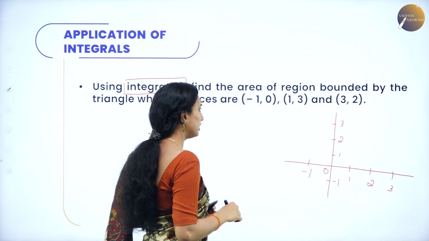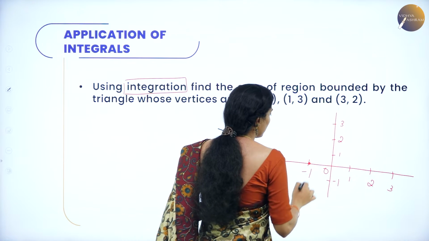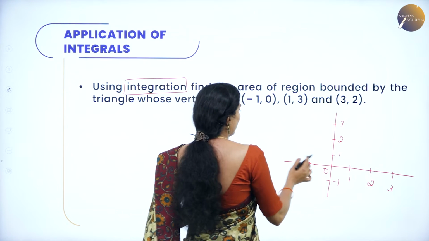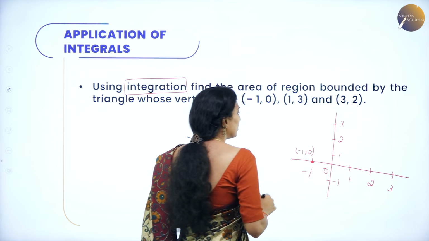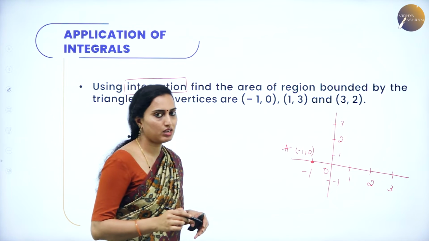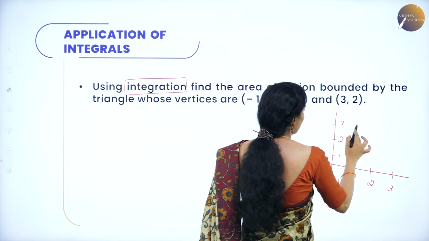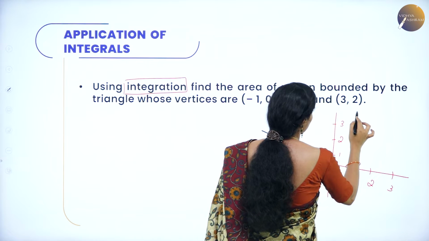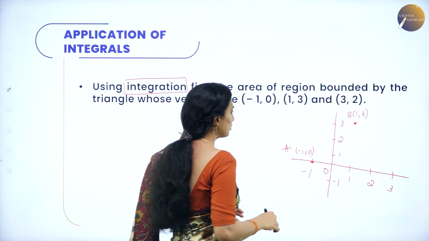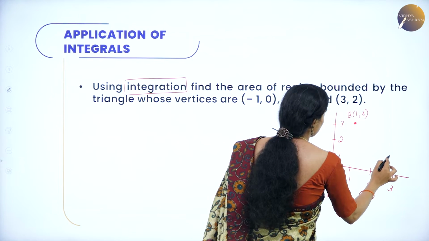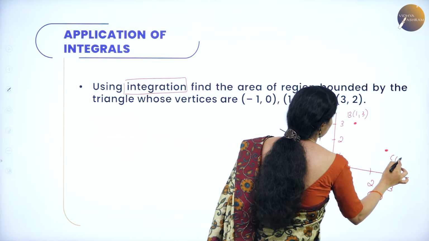Now (-1, 0): here is the point you are going to get. Here I am writing (-1, 0). Correct? So this is a point. Let me take it as A. And then you are having (1, 3); here it is (1, 3). Let me write it as B of (1, 3). And then C of (3, 2). So this is what you are getting, (3, 2) here. Correct? So C of (3, 2).